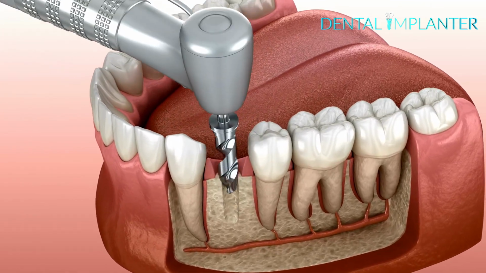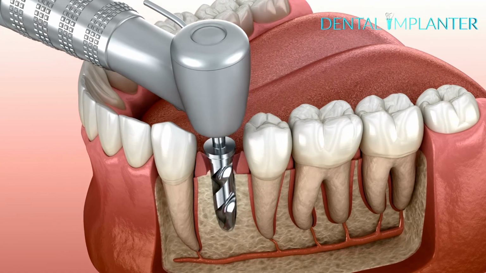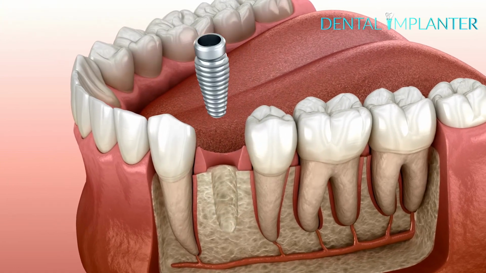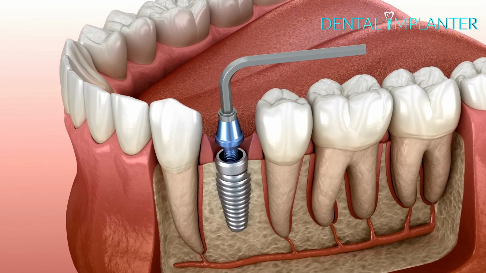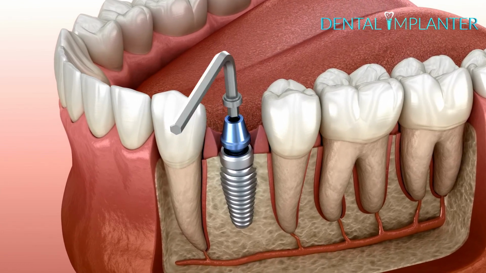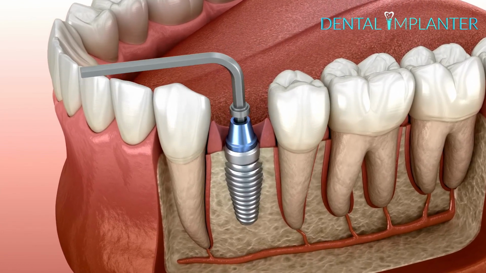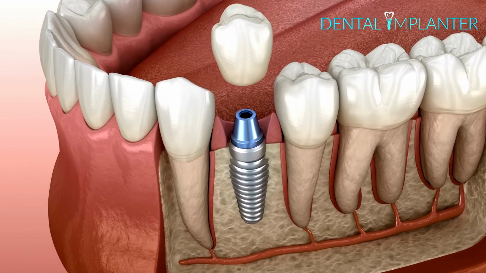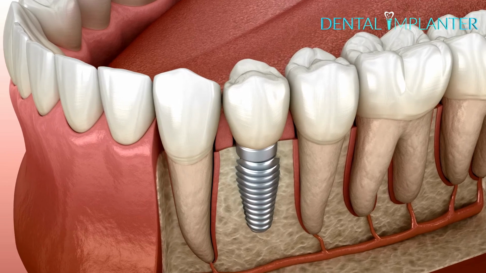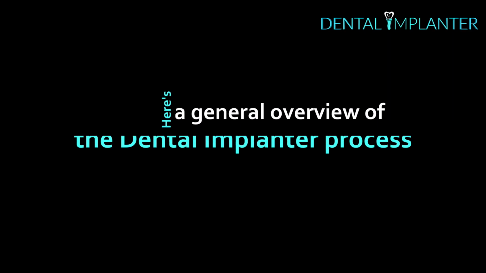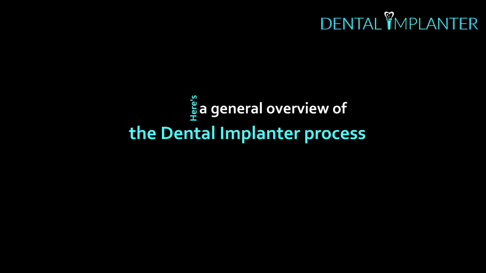Dental implants are artificial tooth roots that are surgically implanted into the jawbone to replace missing teeth. They provide a strong foundation for fixed or removable replacement teeth, and are designed to look and function like natural teeth. Here's a general overview of the dental implant process.